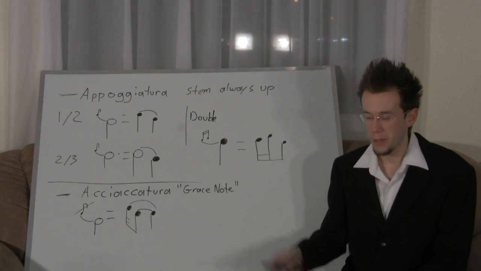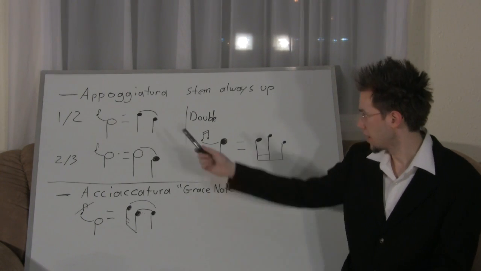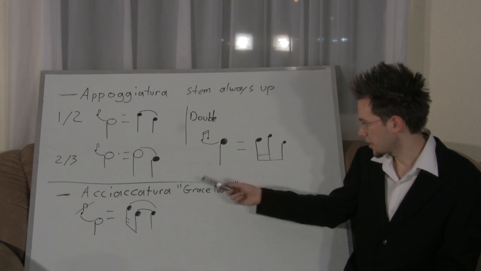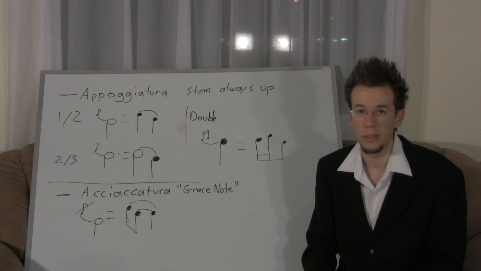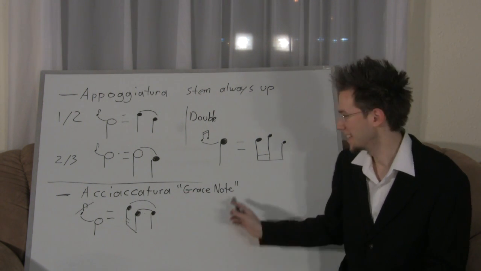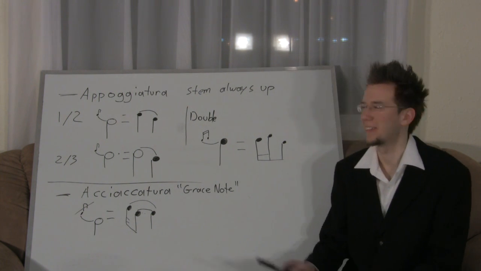Okay, so the first ornaments that we're going to look over are the appoggiatura and the acciaccatura. Also, the acciaccatura is commonly known as the grace note. So I'll just refer to it as the grace note since it's easier to say than the other one.